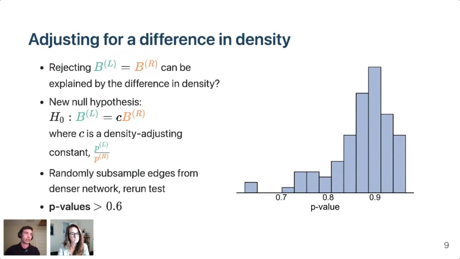Of course, we do that many times. Here I'm showing what happens if we run that test 100 different times with 100 different subsamples. And you see that all of the p-values now are pretty high. They're all greater than 0.6. So after doing this adjustment for a difference in density, we're now failing to reject this null hypothesis.